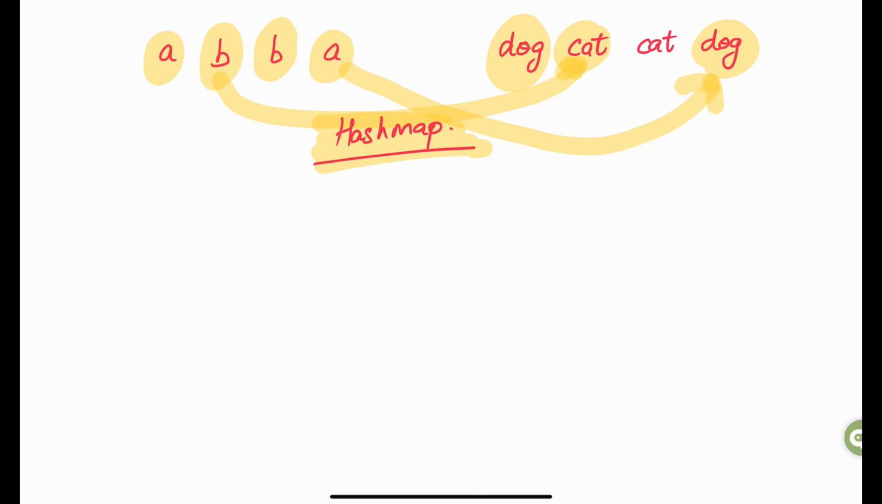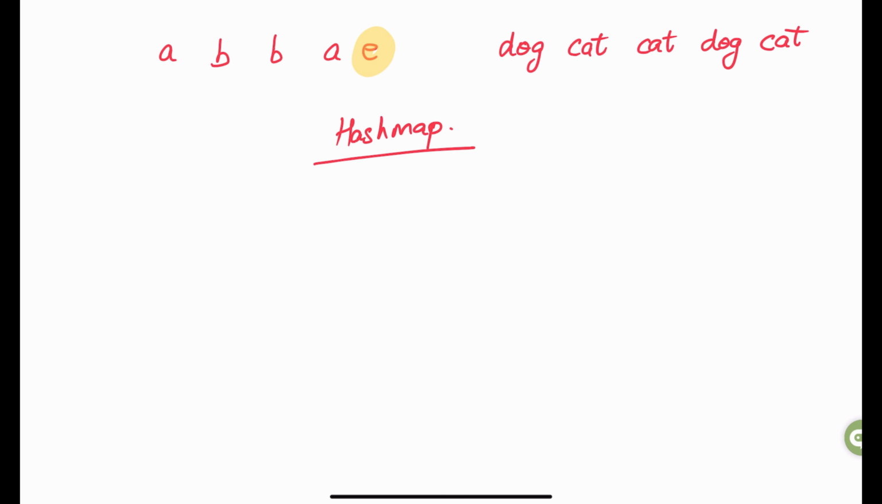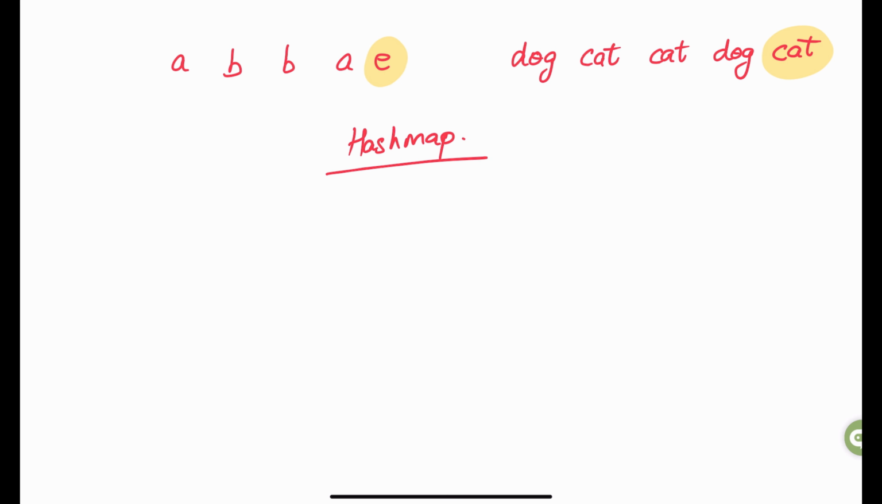This approach solves the problem if we are doing one directional checks, but there is one case that it will not be able to capture. Let's assume that we have one more character in the string, E, and its corresponding word is cat. If we continue the same approach, checking the characters against their corresponding values in the hash map, this will still be valid. But if you look the other way around, the word cat is being mapped to two separate characters, B and E, which makes it invalid.